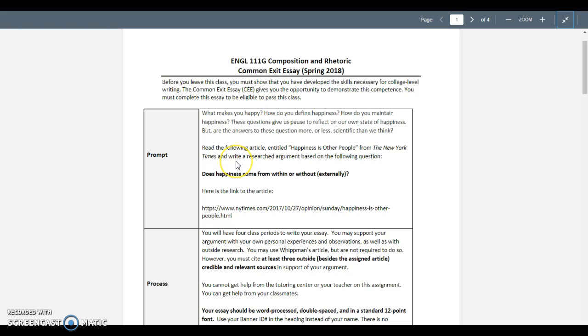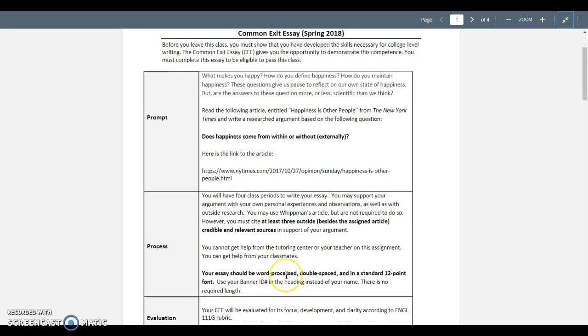So for this option, it says, read the following article entitled Happiness in Other People from the New York Times and write a research argument based on the following question. Does happiness come from within or without? Meaning externally. So this is more of a philosophical question, but again, you are asked to write an argumentative essay in response to this prompt after you have read the New York Times article. And like I mentioned earlier, the process is the same. The only difference is the topic and the article.